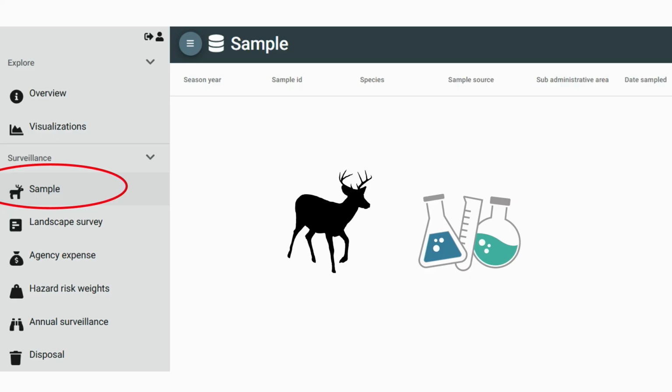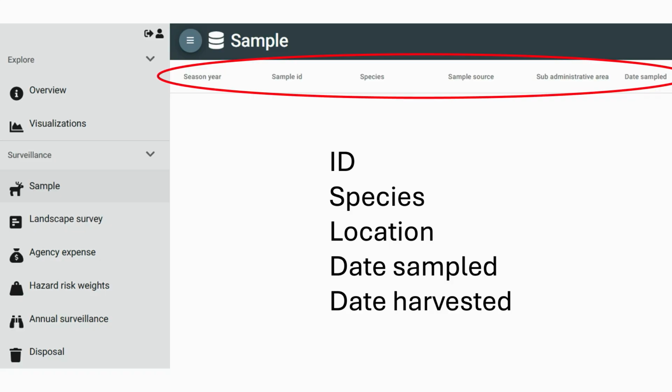This includes information on cervid tissue samples collected for CWD surveillance. These can be from multiple species and sources, such as hunter-harvest, vehicle collisions, captive cervids, or targeted removals. You can store information such as animal ID, species, location, date sampled and date harvested, and all testing data. The structure is flexible and can accommodate custom fields for storing information that might not fit under existing headings.